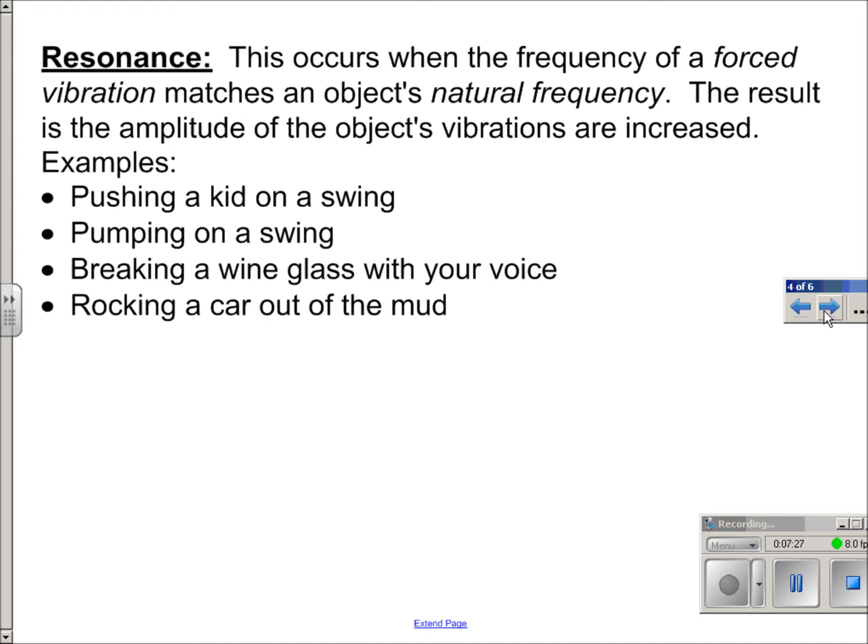Write it down, and we'll do more examples in class. But this at least gets the writing out of the way, and I can give you guys the demonstrations in class. All right, and hopefully I was able to edit in that wine glass, the guy breaking the wine glass. All right, so that is the deal with resonance. All right, so that is the end of that.